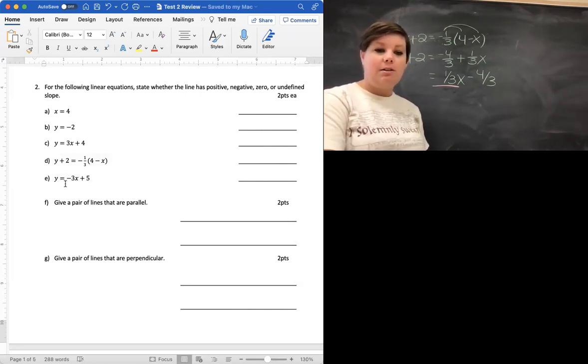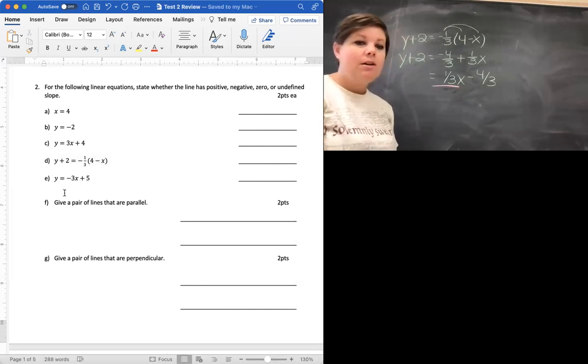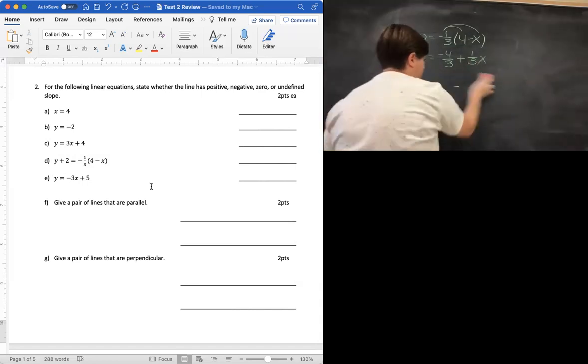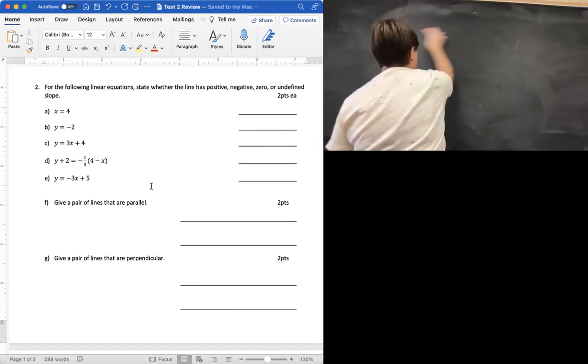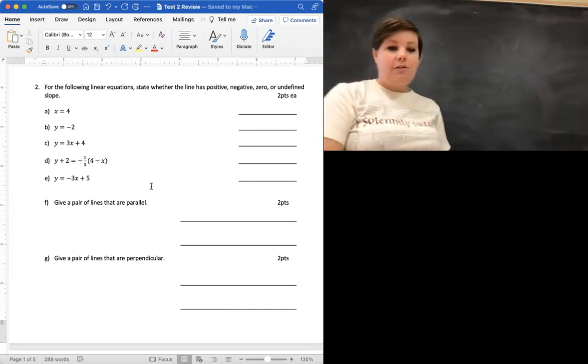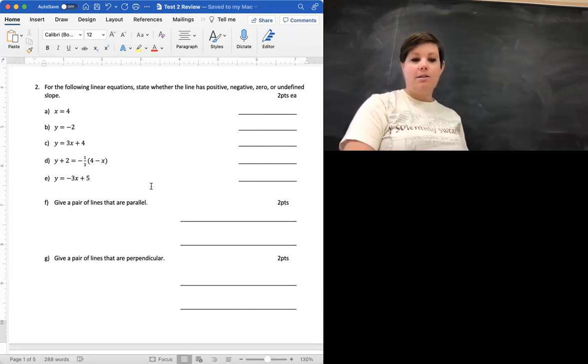If you look at E, we have y equals negative 3x plus 5. That's written in y equals mx plus b form. So that negative 3 tells me my slope is negative. Hopefully these are easy points for you on the exam. Now F says give a pair of parallel lines.